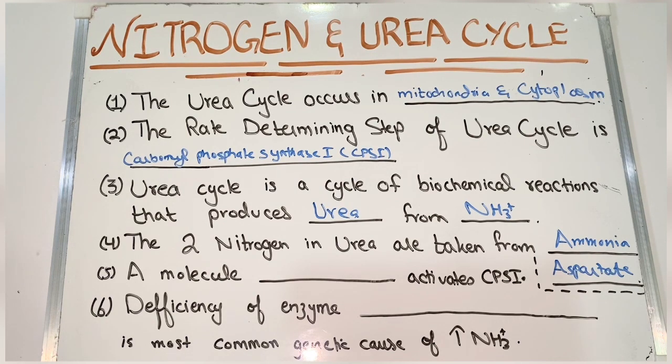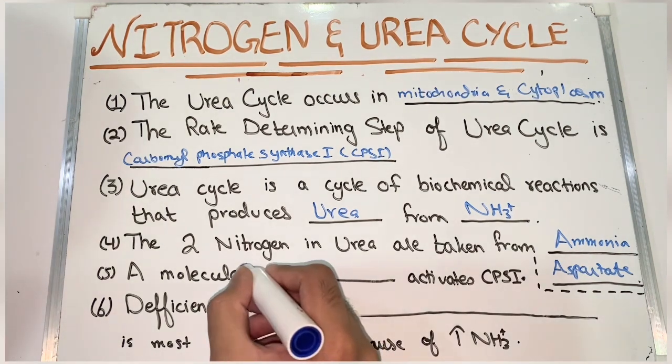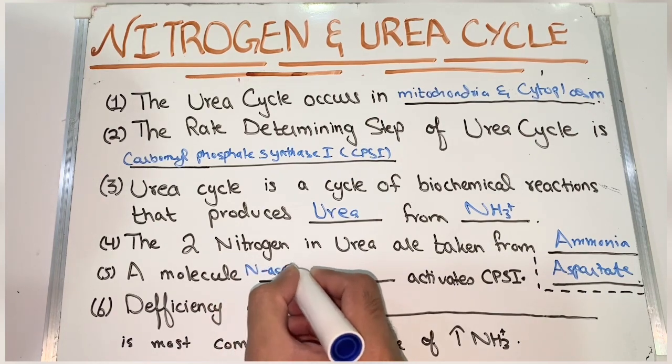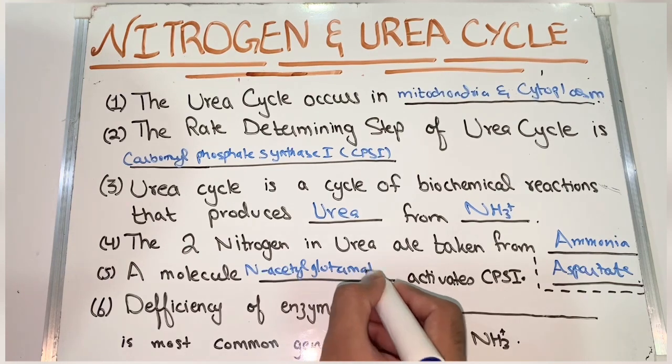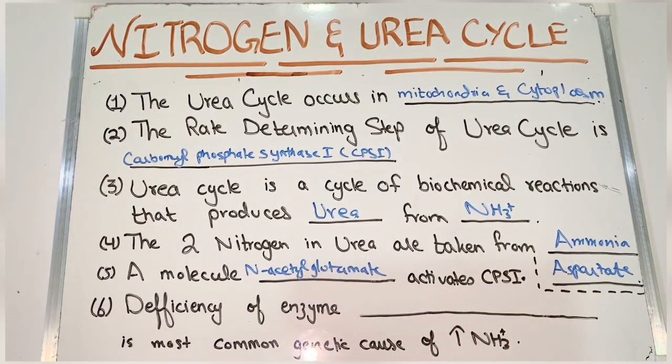A molecule dash activates carbamyl phosphate synthase 1. There is only one molecule N-acetyl glutamate which is produced by acetyl CoA and glutamate addition which produces N-acetyl glutamate.